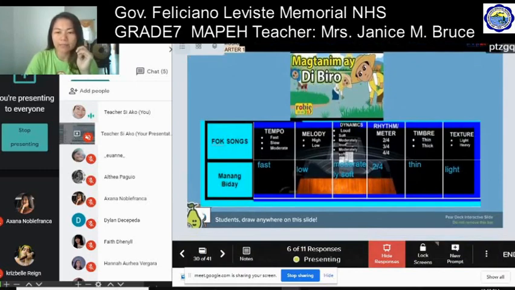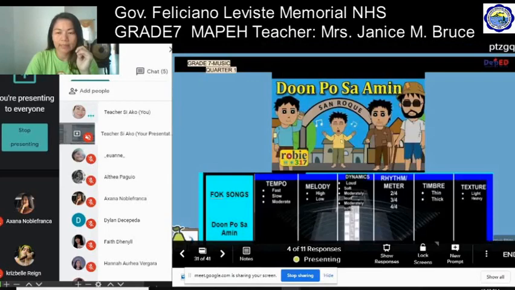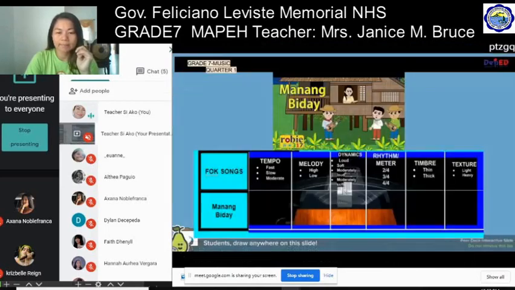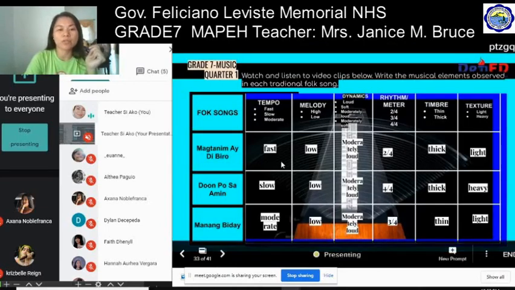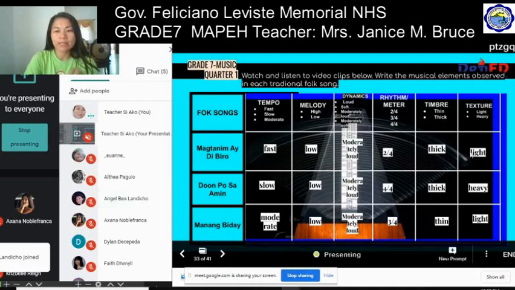Okay, so let's see the answer for this one. Okay, everybody, you can go ahead and check your answers. But so here I'm showing all the answers. The tempo of Magtanim Ay Di Biro is fast. The melody is low. Dynamics is moderately loud. Rhythm is 2/4. Timbre is thick and texture is light. Okay, so if you get it all correct, then you'll have 6 points.